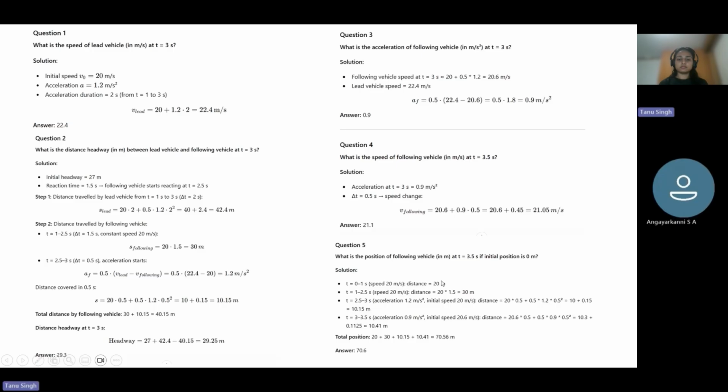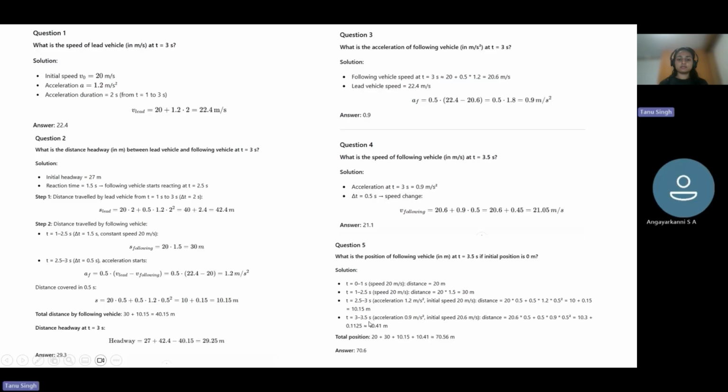And plus we add the 20 meters, because here we have taken the initial headway as 27, but here it has taken the initial position as 0 meter. So then we have calculated using and multiply 20 into 1, we get 20.